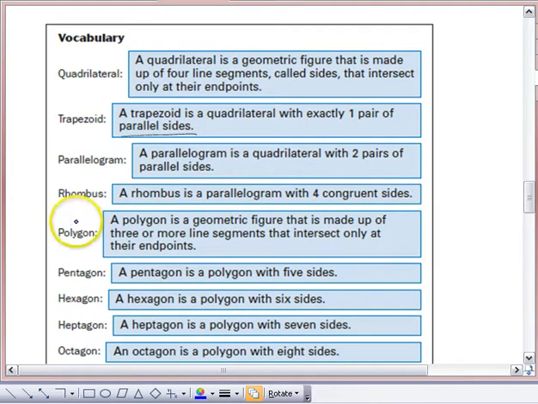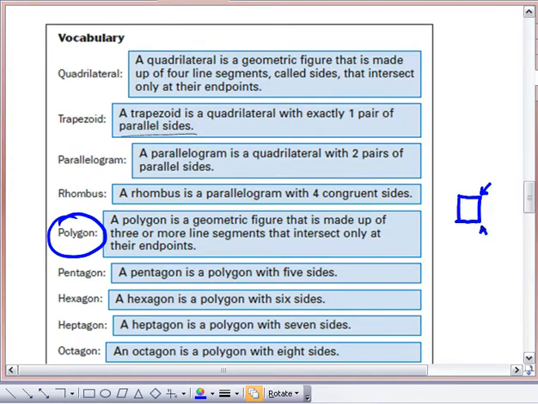Alright, let's start with what a polygon is. A polygon is a geometric figure that is made up of three or more line segments. That means it's not made of curves but straight lines. And those line segments intersect only at their endpoints. So if you look at here, the lines only intersect at their endpoints.